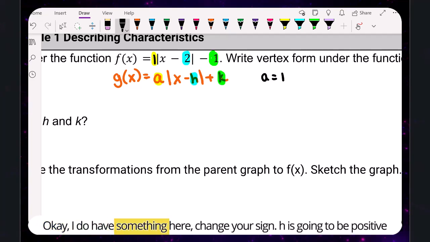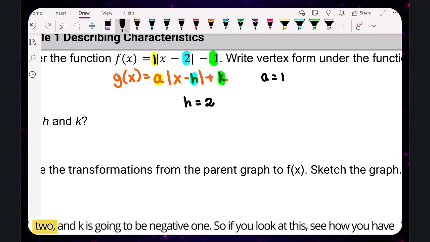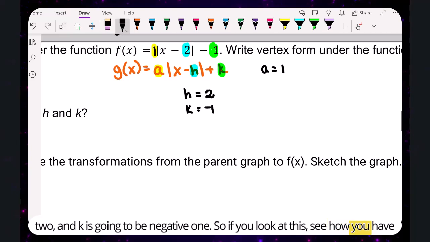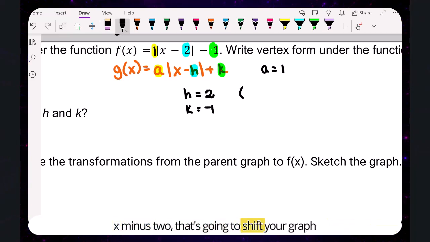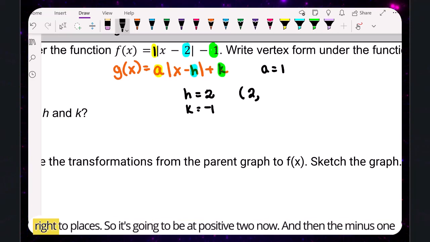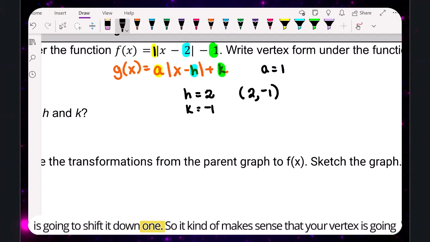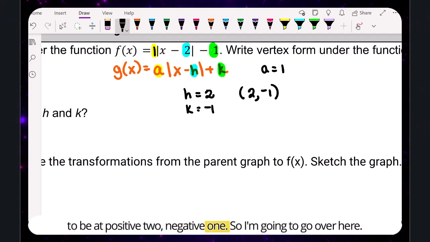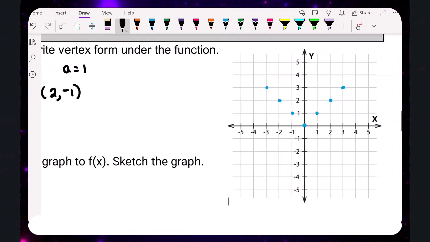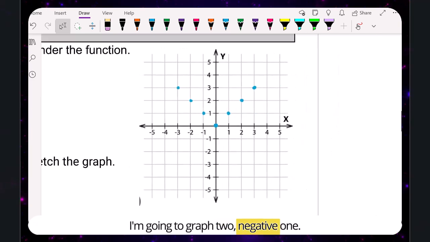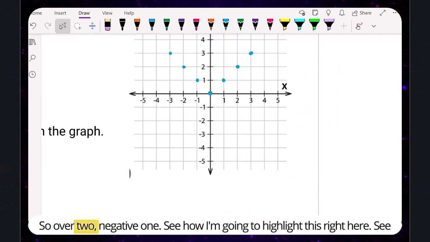Okay, I do have something here. Change your sign. H is going to be positive 2, and K is going to be negative 1. If you look at this, see how you have x minus 2? That's going to shift your graph right 2 places, so it's going to be at positive 2 now. And then the minus 1 is going to shift it down 1. So it makes sense that your vertex is going to be at positive 2, negative 1. So I'm going to go over here and graph 2, negative 1. So over 2, negative 1.